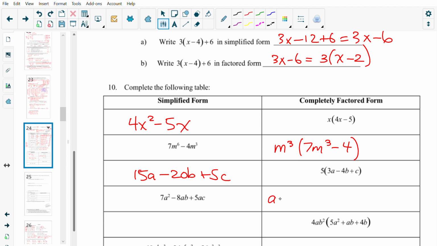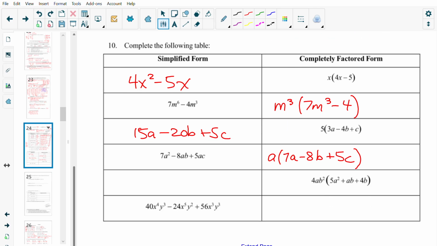A squared, ab, and ac. The a's, it's just a because the lowest exponent is 1. And then the b and the c do not have greatest common factors for all three terms, so it's just a. So factor out an a, I get 7a minus 8b plus 5c.